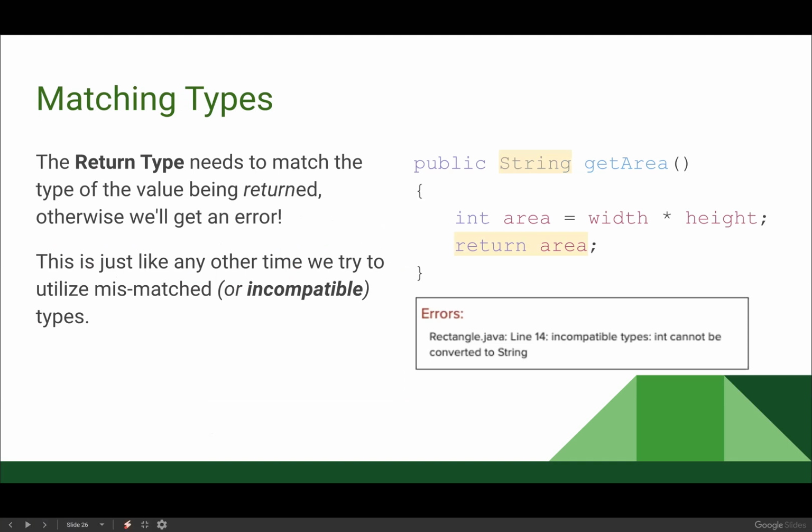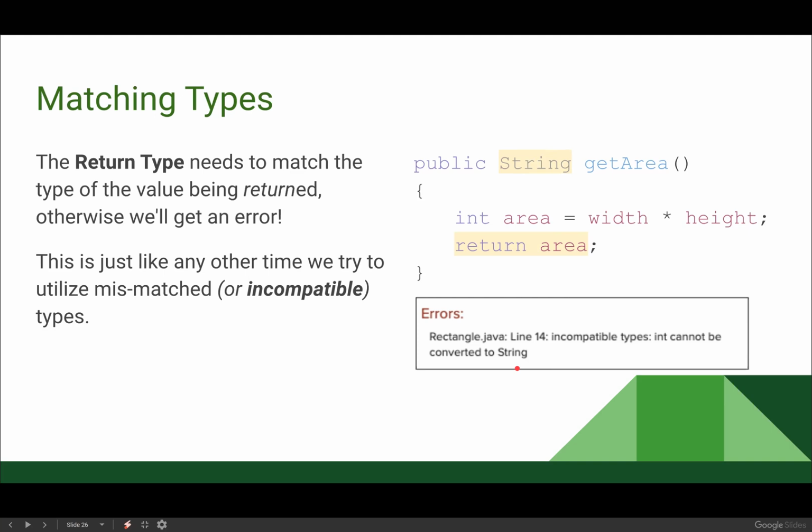Just like any other time we have been working with data, the return type that we put in our signature needs to match the type of the data that is actually being returned. Otherwise, you'll get an error. So if I try to return an int when I have said I'm going to return a string, Java is going to say, hey, you can't turn an int into a string. That doesn't work.